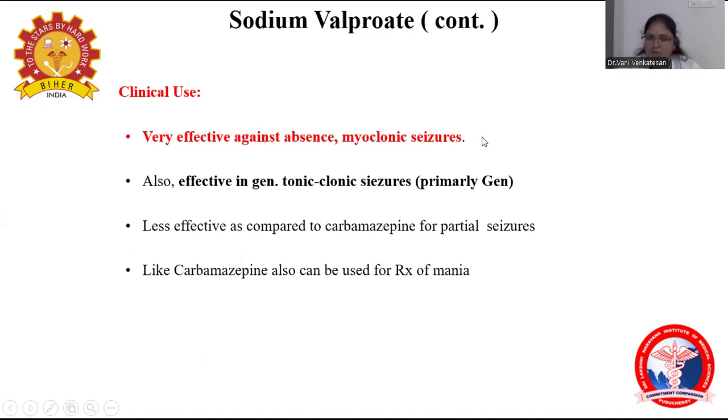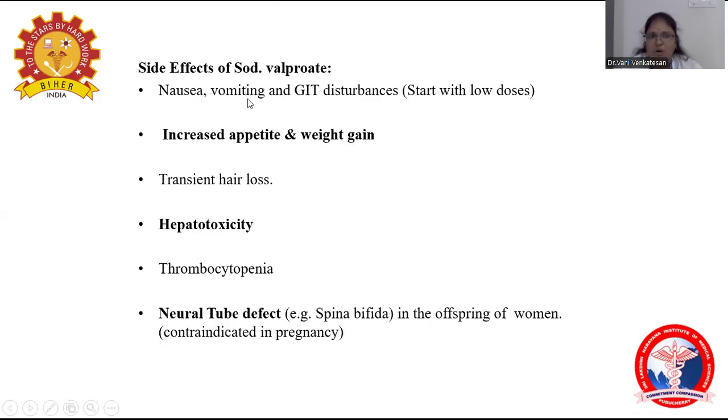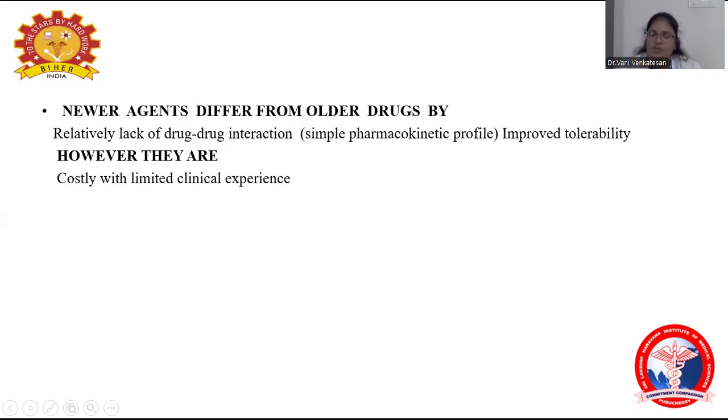Clinical uses. So it is a very effective and generalized drug. Basically for all types of seizure, this drug is preferred, except partial seizure. For partial seizure, carbamazepine. The side effect profile of sodium valproate includes nausea, vomiting, GI disturbance. So that is why we always start with a low dose, and it also increases the appetite and causes weight gain. So you should use it consciously in patients who are obese. It can cause transient hair loss, hepatotoxicity, thrombocytopenia, and the neural tube defect seen here is spina bifida. This drug also comes under category X drug for pregnancy.